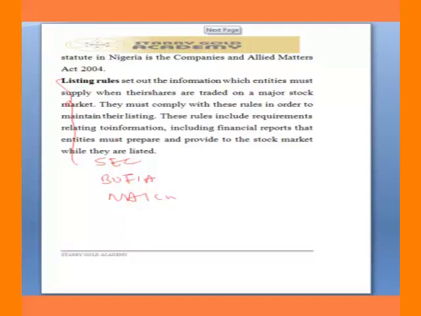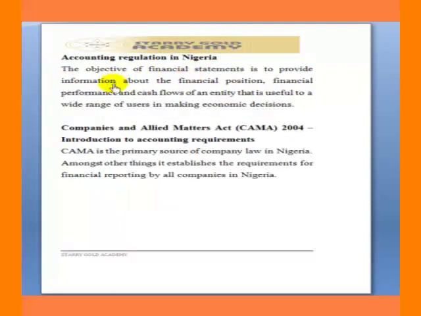Okay. So now let's go into details by looking at some of the sections of CAMA as they relate to financial statements. First, the objective of financial statements is just to provide information about the financial position and performance of the entity, showing that the accounts prepared show the true and fair position of the entity's operations. So that is just the objective of financial statements. Now, what are the basic principles of CAMA as it relates to financial statements? What are the salient points?